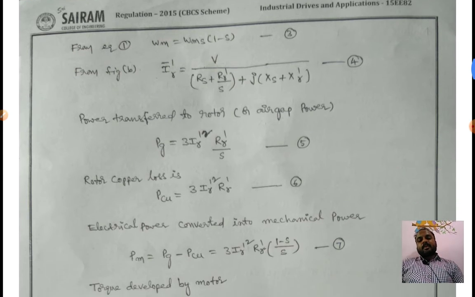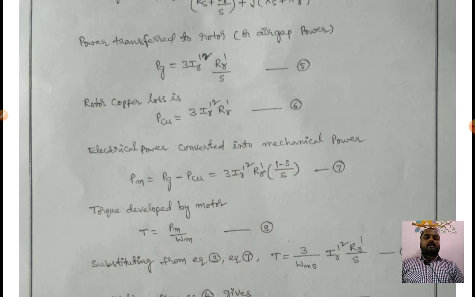Next, the power transferred to the rotor, or air gap power, Pg, is equal to 3 Ir' squared into Rr'/s.